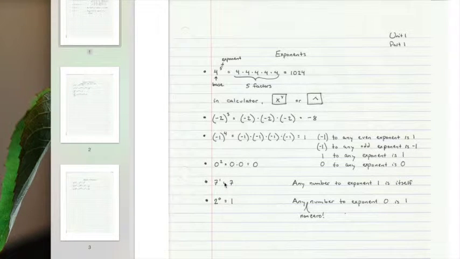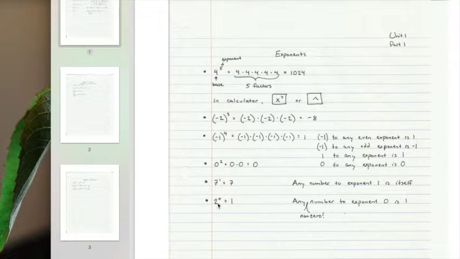But I want to look at this one first. 7 to the power of 1 equals 7. Any number to the exponent 1 is itself. 7 times itself only one time. There's no multiplication that has to happen. It's just 7. So 10 to the power of 1 is just 10. That's how the power of 1 works.